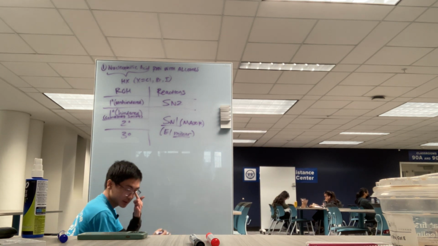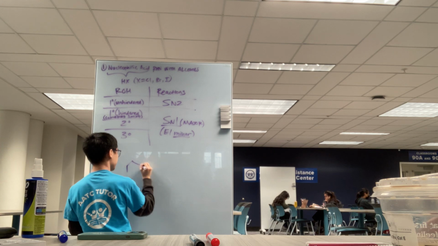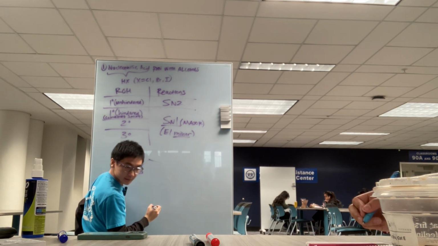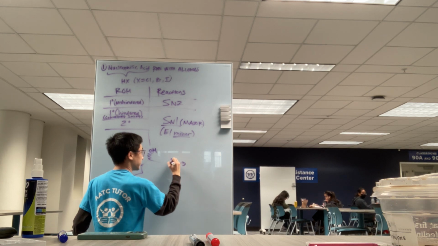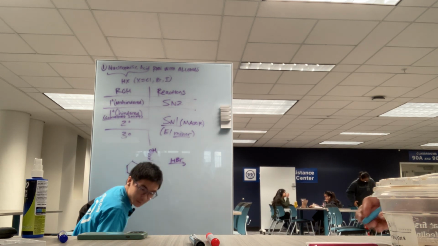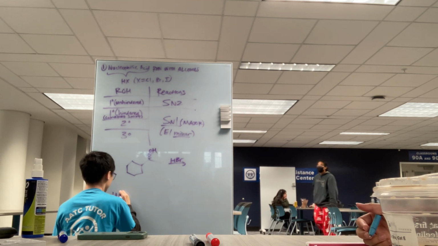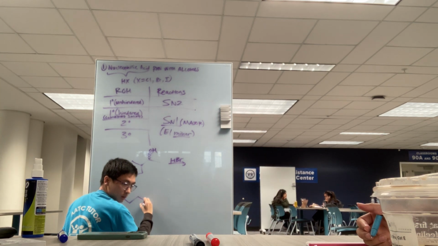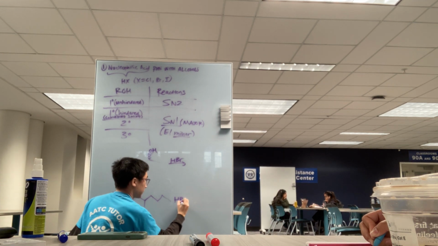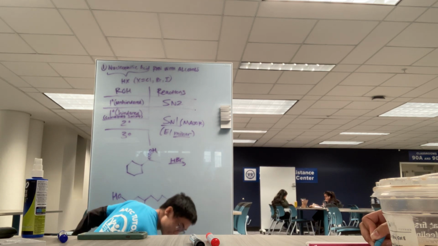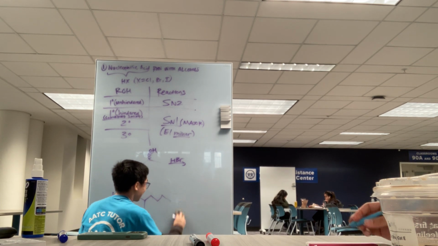Okay. So if we have this ring and we have this alcohol with HBr, what would you get? Try that one and this one here. Let's do HCl. Keep using HBr. HCl.